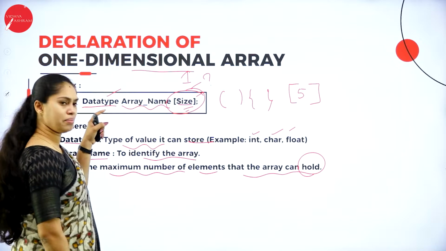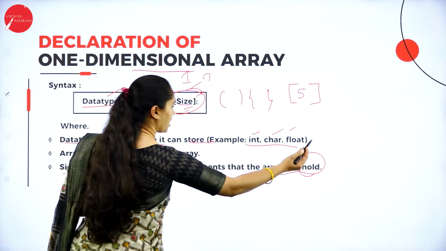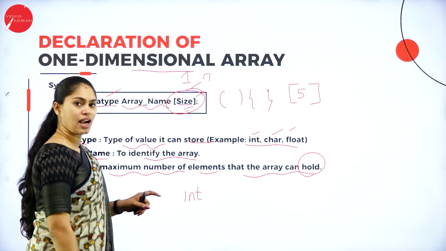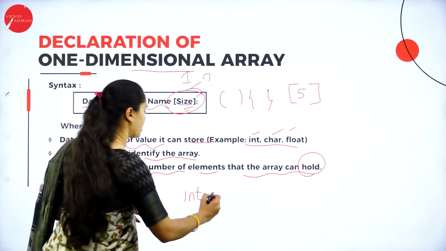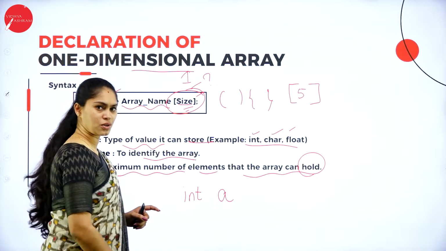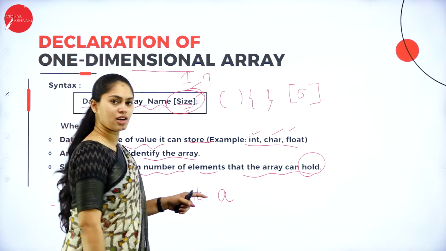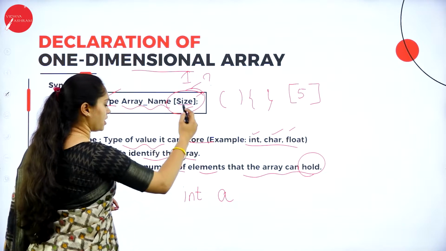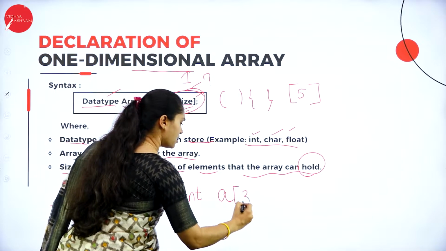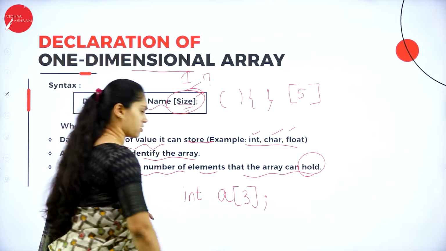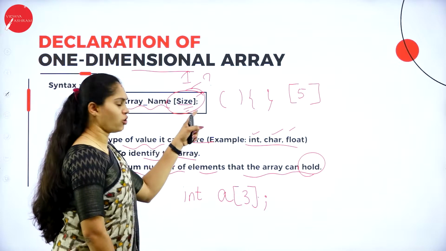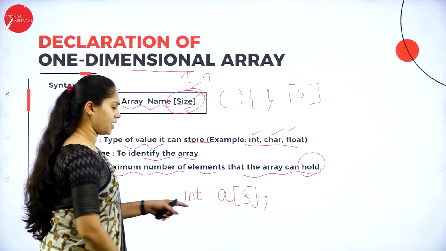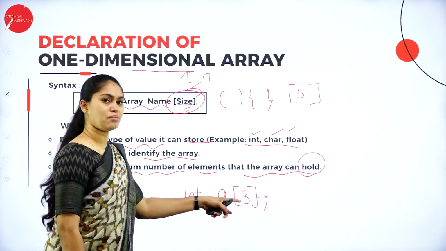So let me write one example. What is the data type? Int. Here I have taken int, but you can take char or float, whichever you want. Let me consider int. And I want to give a name for the array. Let me consider the name as a. You can also take your own name, but wherever you use that array, it should be the same name. Int is the data type and a is the name of the array, and the size I am going to represent within the square brackets. This is how. Then at last, don't forget to put the semicolon to terminate the declaration. So int is the data type, a is the name of the array, and 3 is the maximum size.